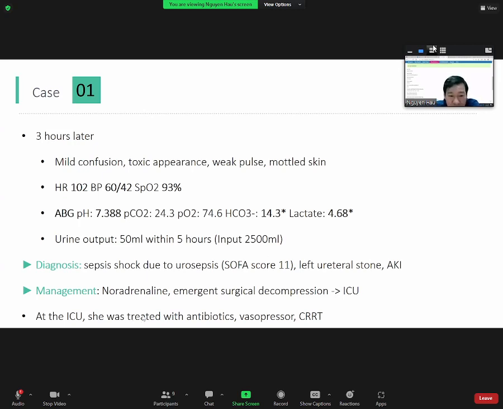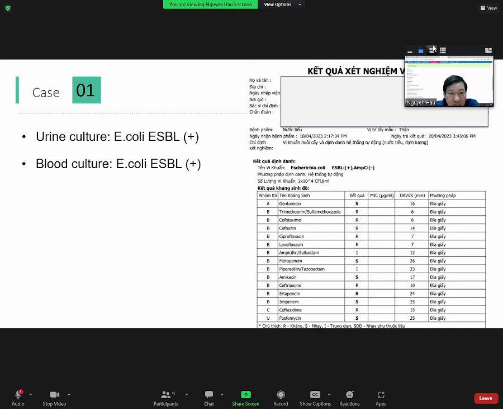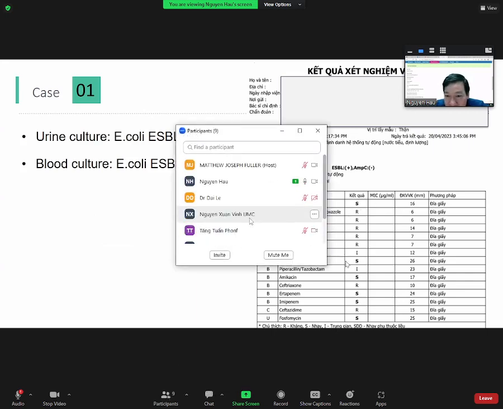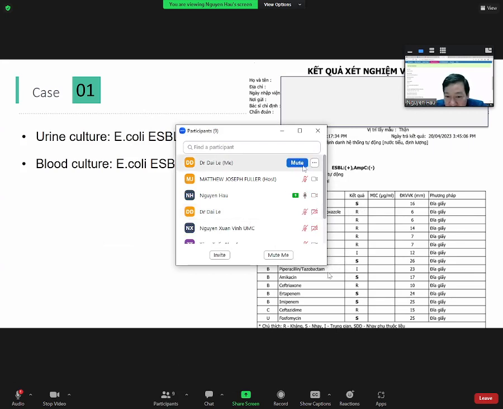In the ICU, she was treated with antibiotics, vasopressors, and CRRT. I will show you the results of urine culture and blood culture: E. coli. In Vietnam, many people used to say it wrongly; the pronunciation is E. coli. It is resistant to most antibiotics, sensitive only to meropenem, amikacin, ertapenem, or imipenem. It means sensitive only to carbapenem.